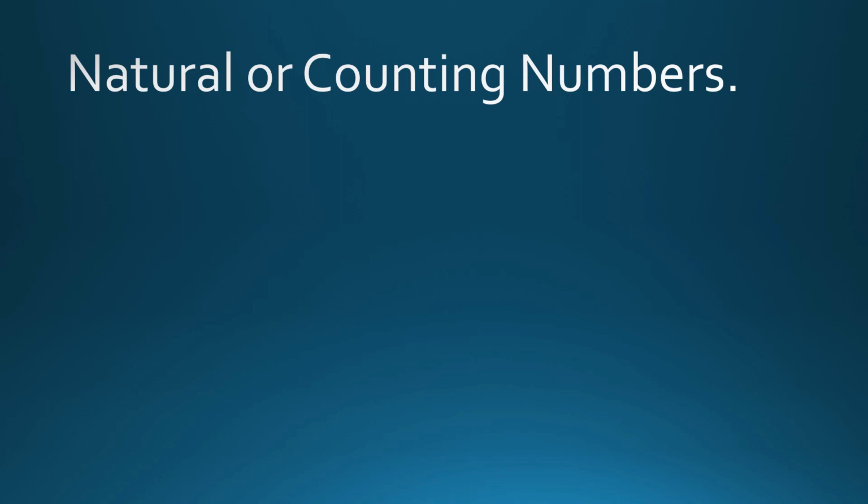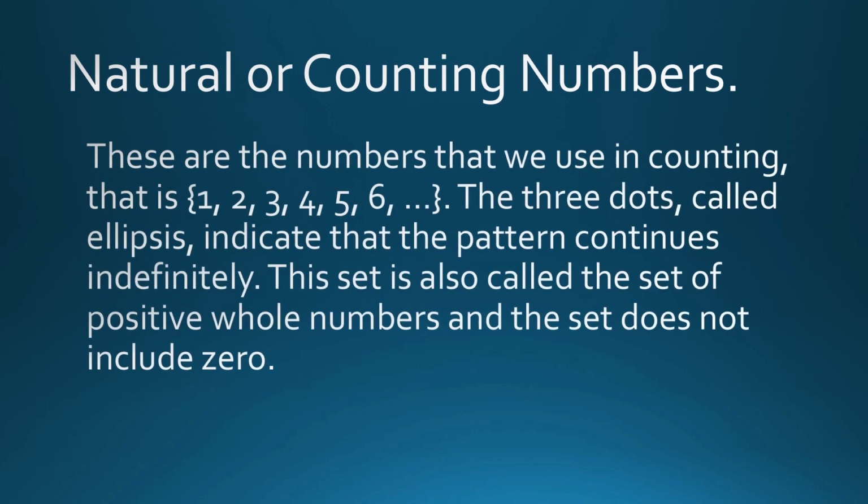Natural or counting numbers. These are numbers that we use in counting. That is 1, 2, 3, 4, 5, 6, and so on. The three dots, called ellipses, indicate that the pattern continues indefinitely. This set is also called the set of positive whole numbers, and the set does not include 0. These are positive whole numbers without 0 because when we are counting, we always start at 1.